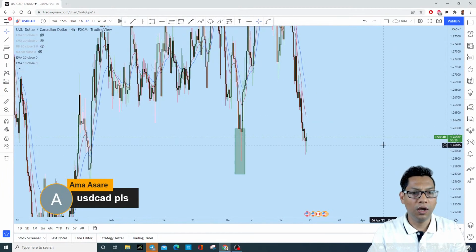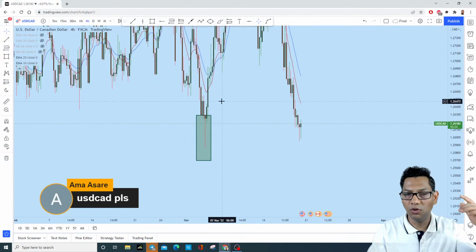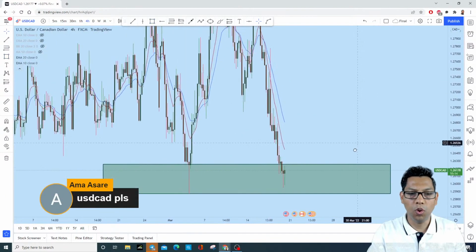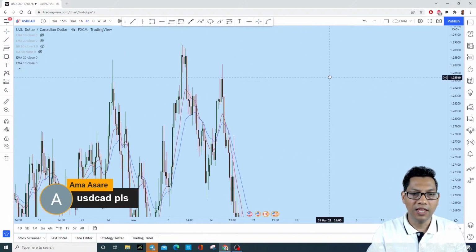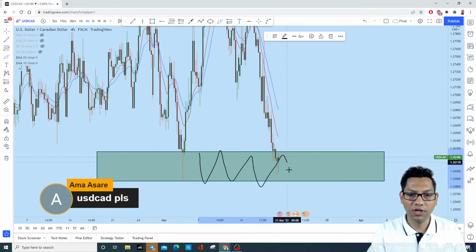Now USD CAD, you see this is a rejection zone. That's what you need to think when you are trading. When you see a big rejection zone like this, that means there are a lot of buyers in the zone. Why? After this rejection, you see the price went up. That means that this level is an area of value. Okay, that's how traders think.